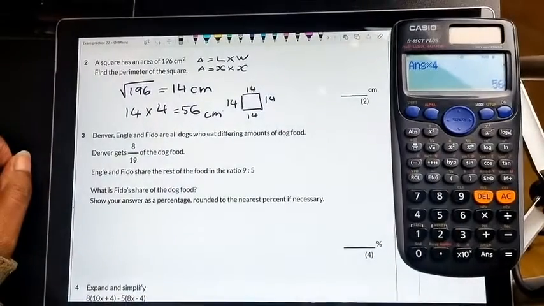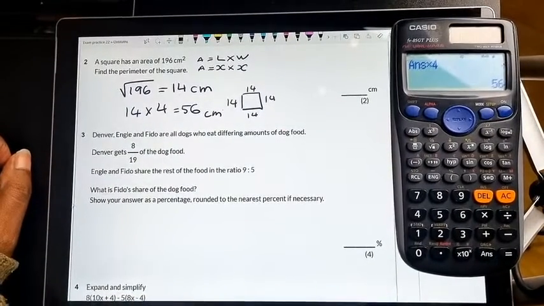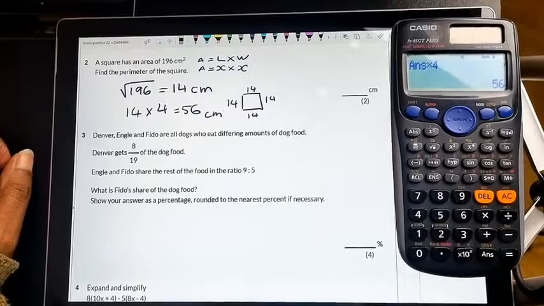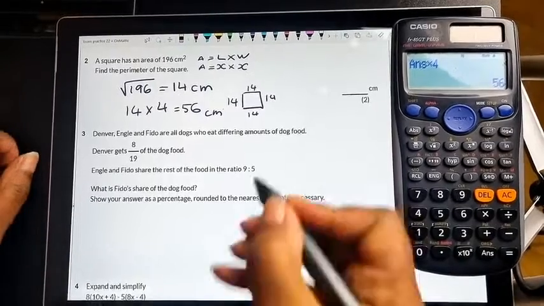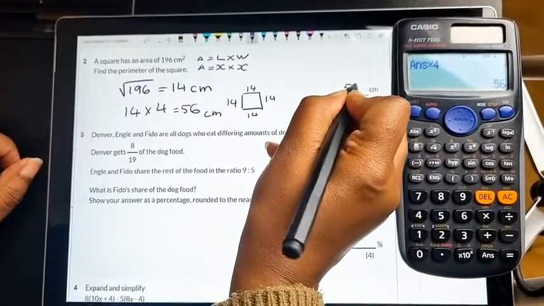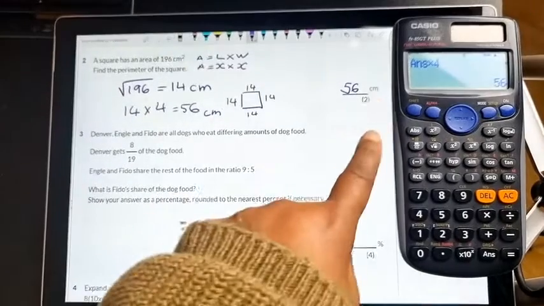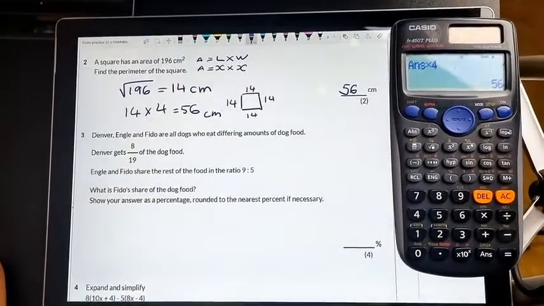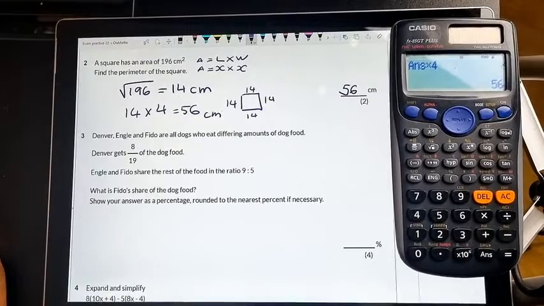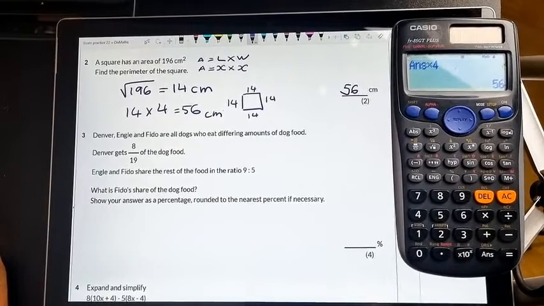We are dealing with AQA and Edexcel, and both of them should be able to tell you if it is in centimeters squared or centimeters or cubed. If it's volume, it's cubed, okay? Great, guys. Let's go to the next one.